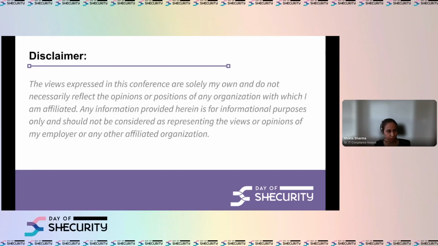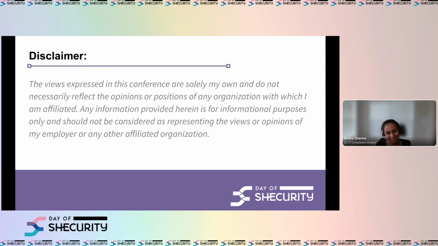So moving on to the next one, this is a disclaimer. I just want to read it before we dive deep into the streamlining assessments session. The views expressed in this conference are solely my own and do not necessarily reflect the opinions or positions of any organization with which I am affiliated. Any information provided herein is for informational purposes only and should not be considered as representing the views or opinions of my employer or any other affiliated organization. I'm sorry, I have to read it as it is, just to make sure that I'm covering myself.